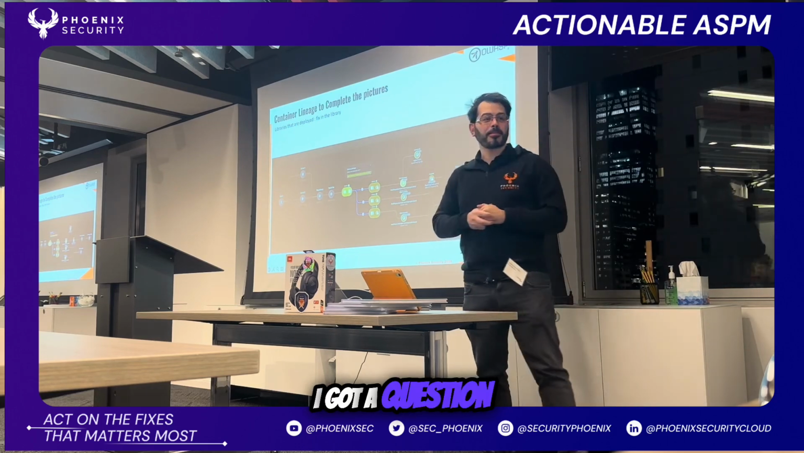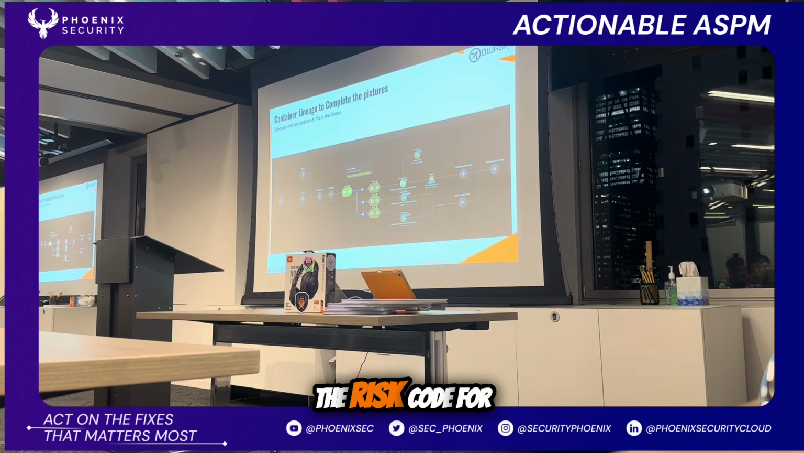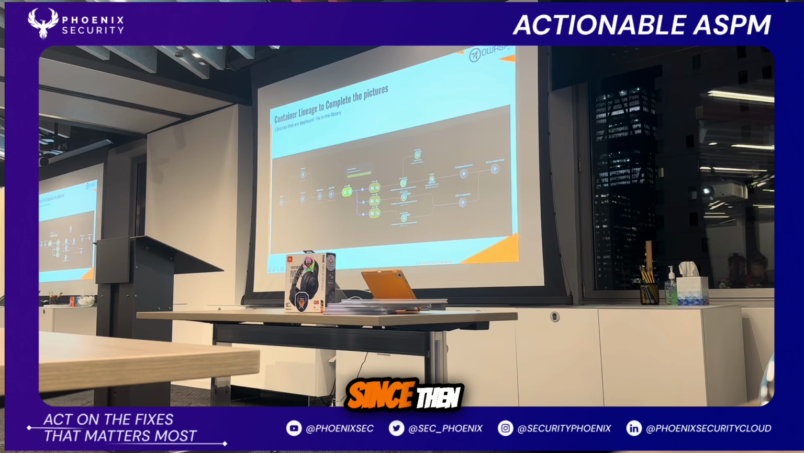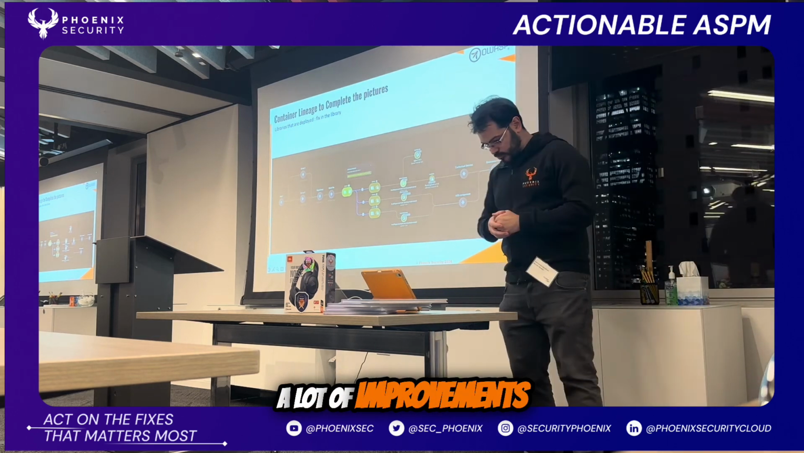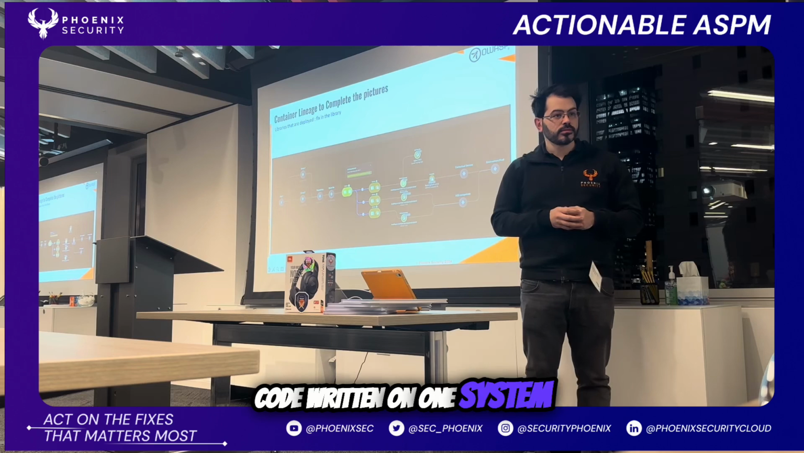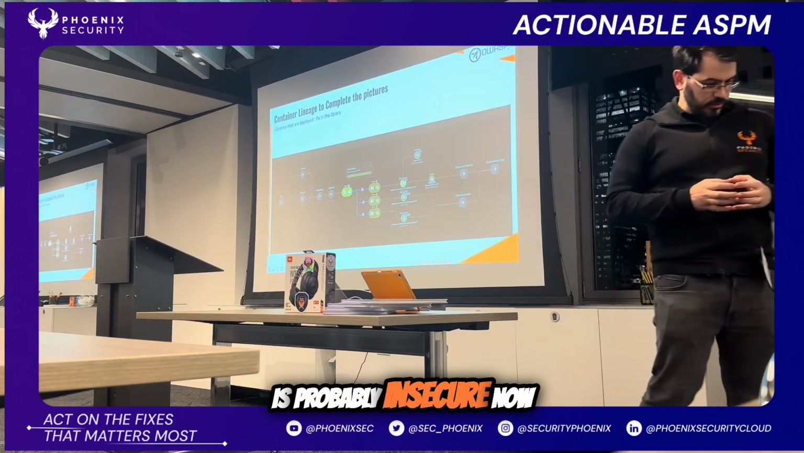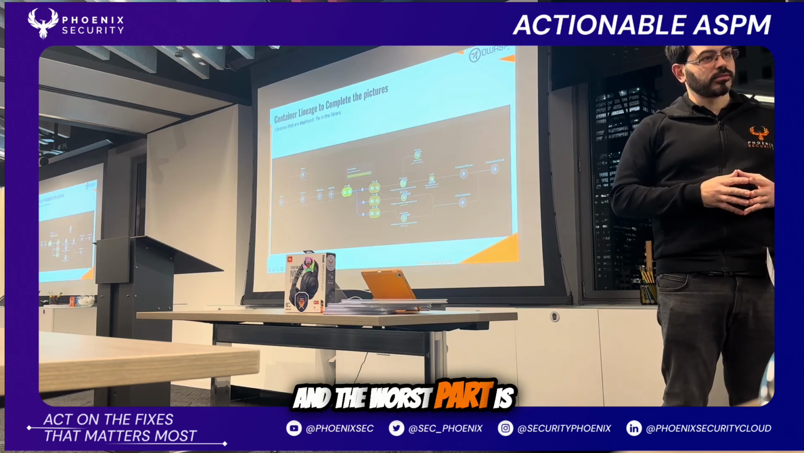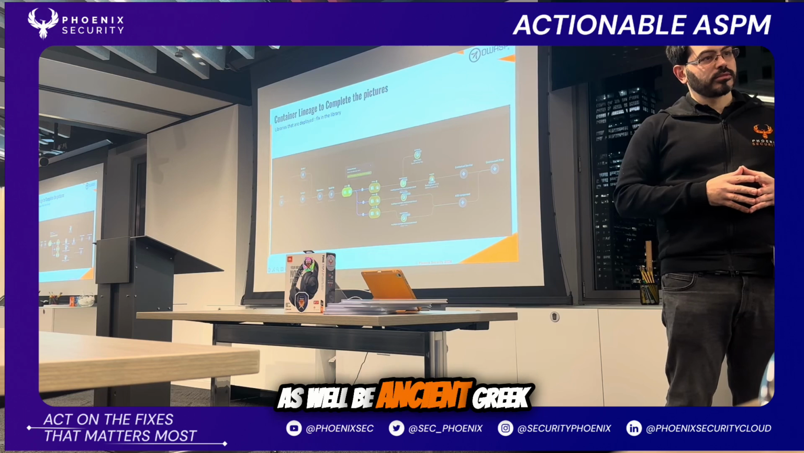I got a question. Yes. How do you go about coming up with the risk score for legacy code? Code written in the 90s and the 2000s. Since then, there's been a lot of migrations, a lot of improvements. Code written on one system, which was probably secure then, is probably insecure now, and it's live on a new system. And the worst part is, it's written by people who, in the 1990s, might as well be ancient Greek.